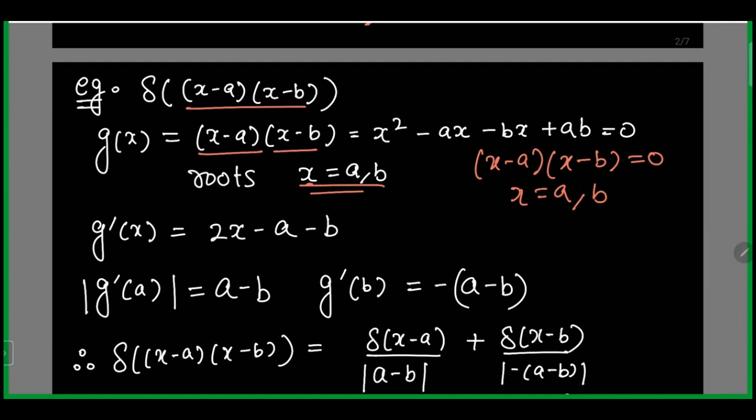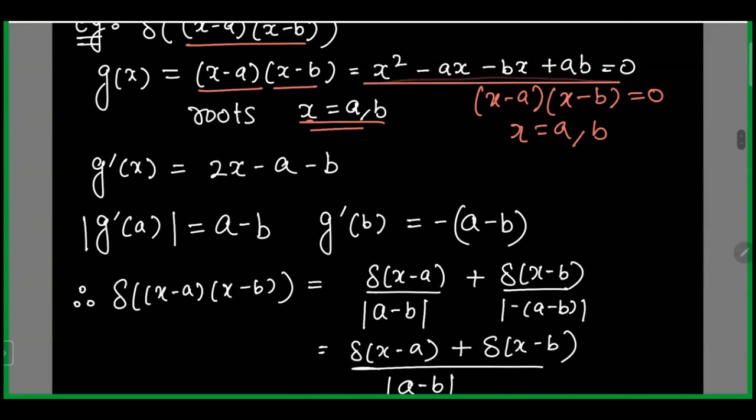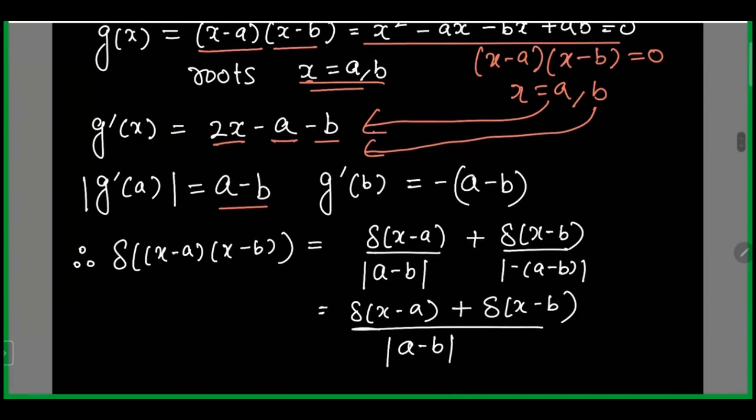Now what is the next step? You take a derivative. If you differentiate this function, what will you get? You will get 2x minus a minus b. Absolutely correct. Now what will you do? I will put a in my g dash, so I will get a minus b. Then I will put b in my g dash, then I will get minus of a minus b. Very nice. So now I can simplify my function. In the numerator, what do I write? Delta of x minus my first root plus delta of x minus my second root.